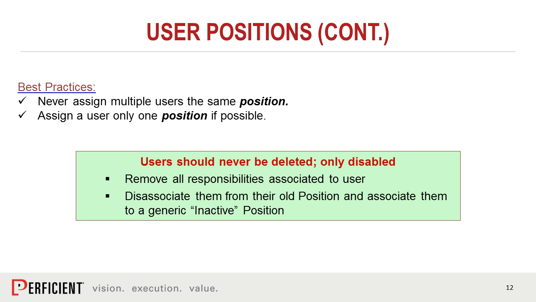Along with the discussion of responsibilities and positions, we also want to remind you that user accounts should never be deleted. When an employee leaves, you don't necessarily want to delete that user because there's history tied to it. So what we recommend doing is disabling that user. To disable the user, you simply remove those responsibilities that are associated with that user and disassociate them from their old position and potentially assign them to a generic inactive position.